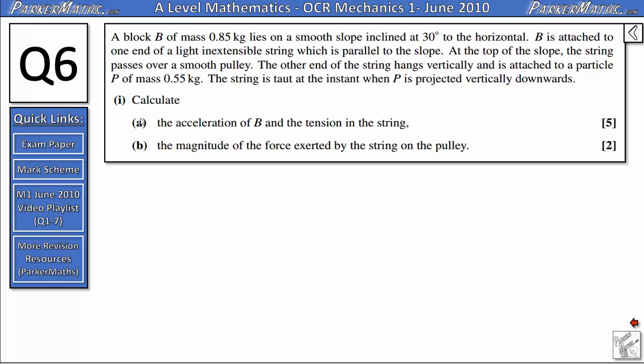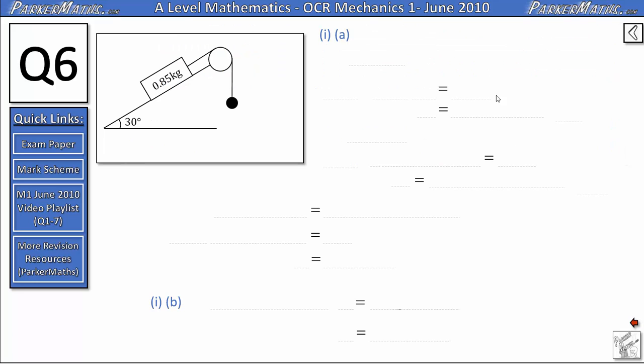In part 1, we need to calculate the acceleration of B and the tension in the string, and then the magnitude of the force exerted by the string on the pulley. Let's start by drawing a diagram of the problem.